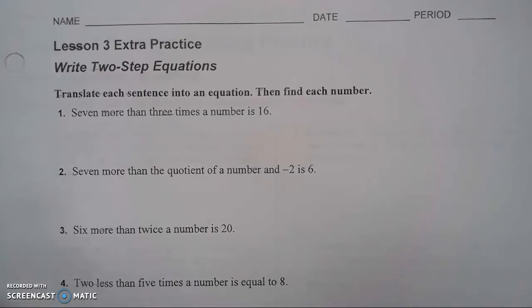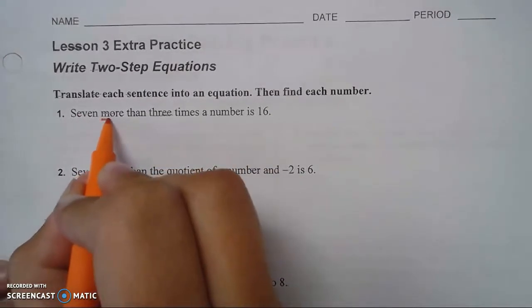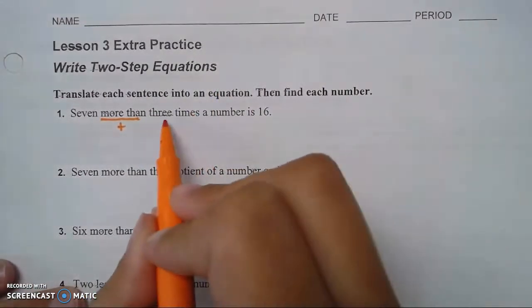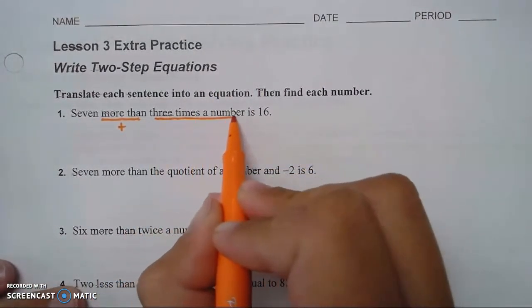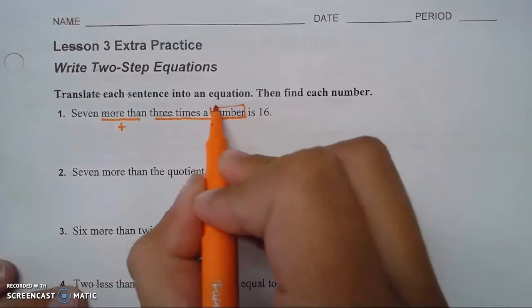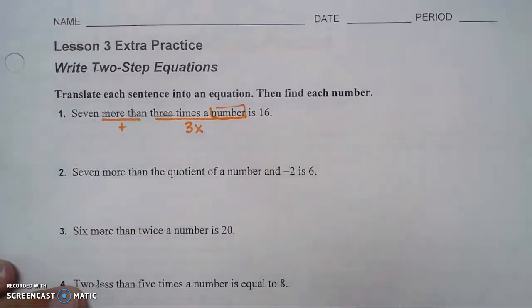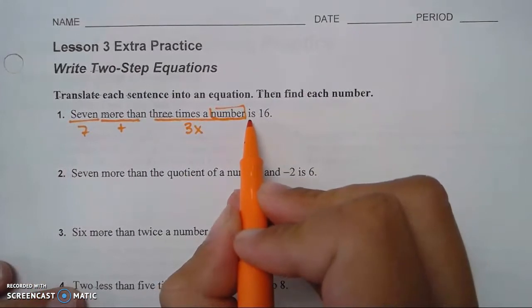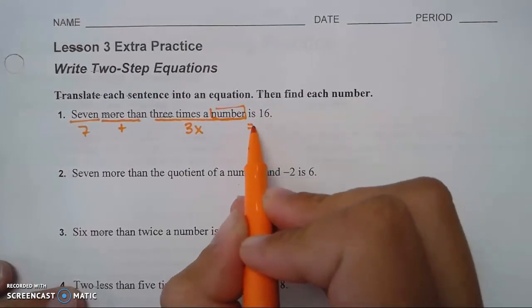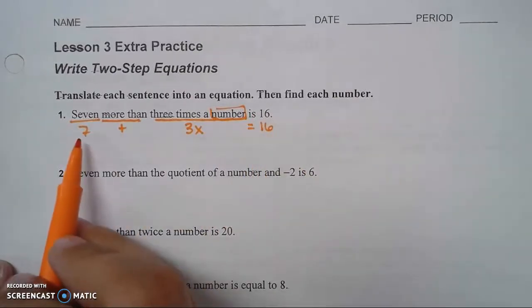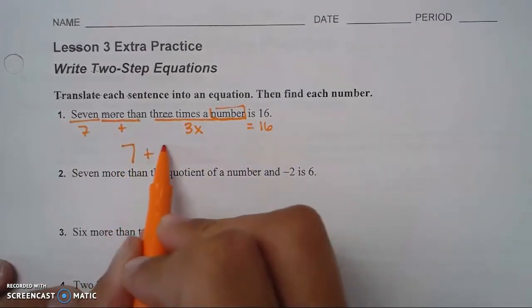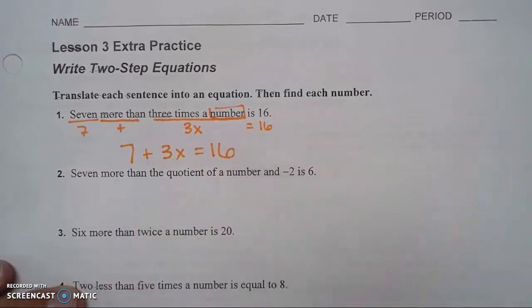So the first one, 7 more than 3 times a number is 16, okay? So important words here, more than. Hopefully you guys know that that is addition. 3 times a number. So here's our variable where it says number. So it's going to be 3 times that, or just 3x. And don't forget about the 7 here. And then this word is your equal sign, and then is 16. So 7 more than 3 times the number is 16 is what we just wrote here. So 7 plus 3x equals 16.